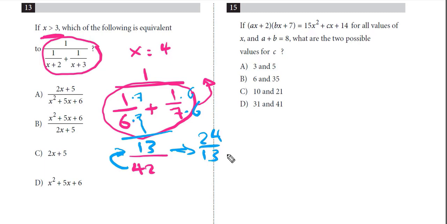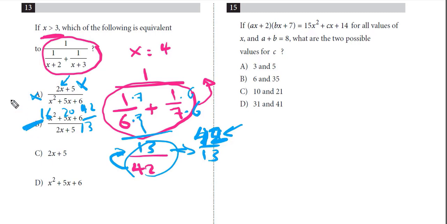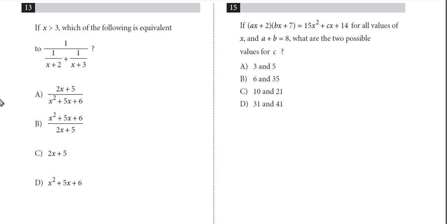Then if you replace here, you need the numerator to be 42. If you take 2 times 4, it will be 8. 8 plus 5 will be 13. Here, 4 squared is 16. 5 times 4 will be 20. Then plus 6: 16 plus 20 is 36, plus 6 will be 42, sorry. This is 42. And down, 2 times 4 is 8, plus 5 will be 13. I think it is the same if you flip this value. Then the correct answer is B. This is the first way to solve.